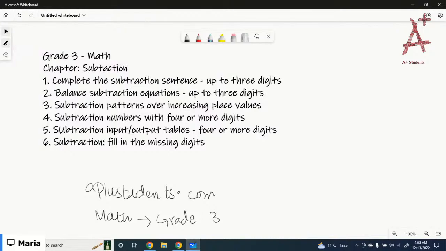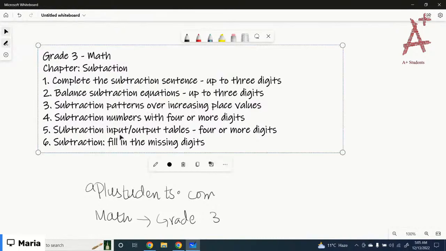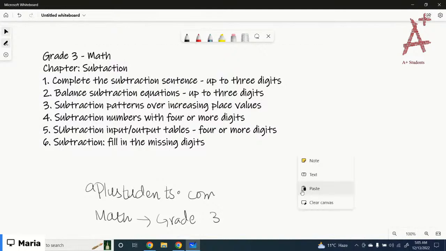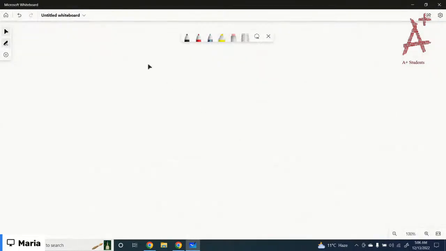Got it? Okay, let's start with the first lesson, that is complete the subtraction sentence up to 3 digits. Please make sure you have your notebook and pencil so that you can note down the important definitions and examples as well. Let me write down the lesson name, then we'll start. The lesson name is complete the subtraction sentences.